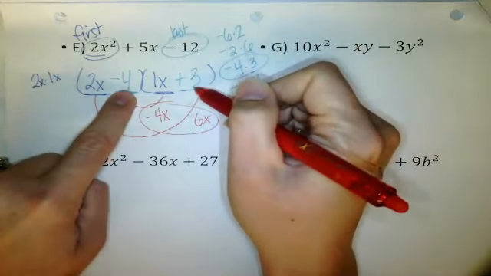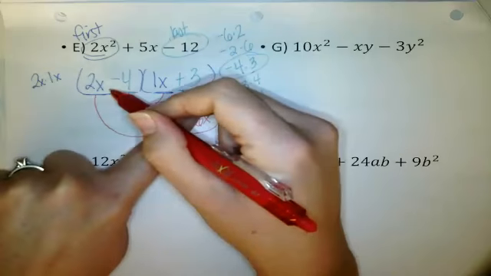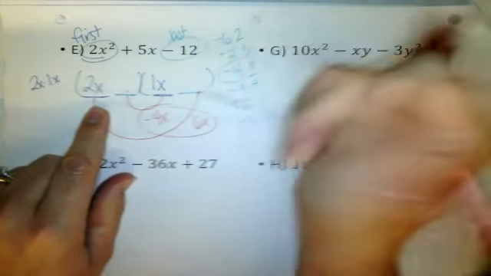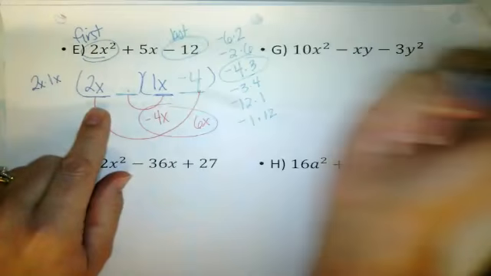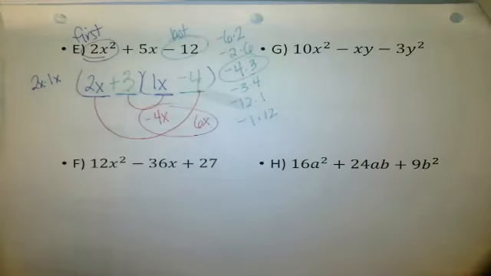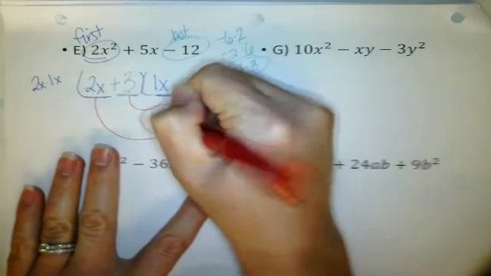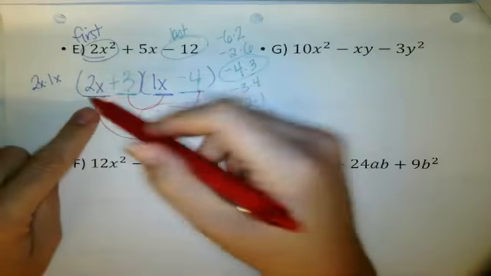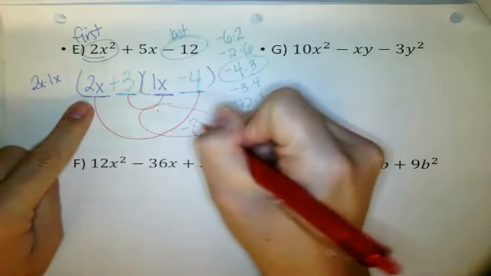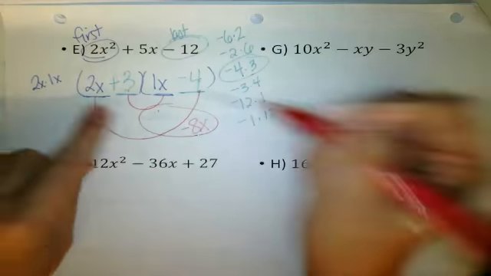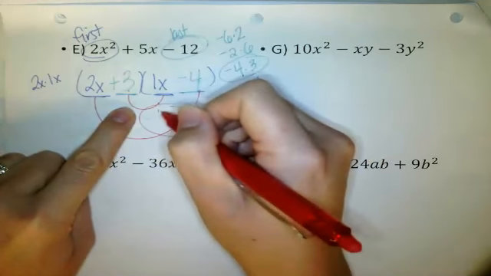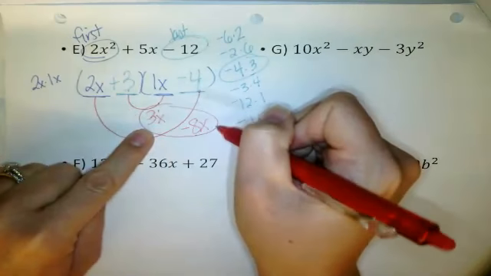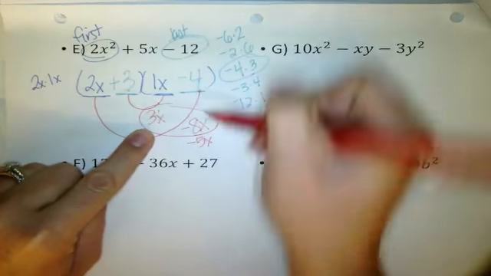Is this the only option for order? Could I switch them? Yes. So let's switch their position. I'm going to put the negative 4 on the outside and the positive 3 on the inside. So I'm changing their order. What happens when I do the rainbow now? What's the outer product? Negative 8x. And what's the inner product? 3x. All right, what do we get when we add those together? Negative 5x.